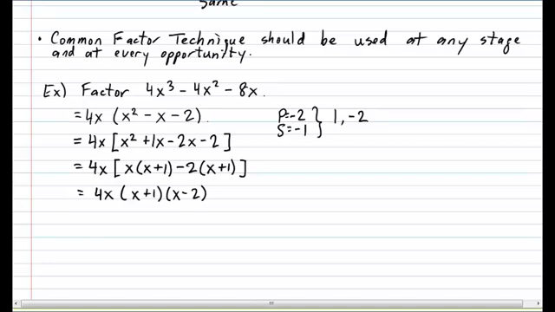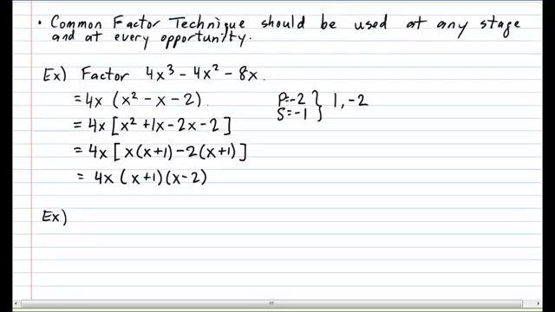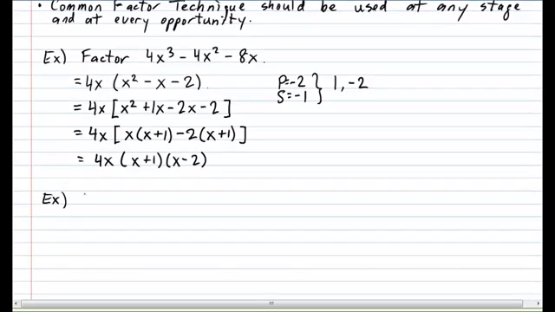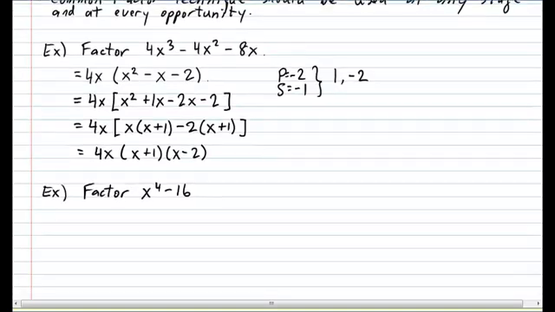Alright, I think it's time for you guys to try one on your own. For example, why don't you try factoring this one and see how it works out for you. Factor x to the 4 minus 16. I'd like you to pause the video and give it a shot. Alright, let's see how you guys did.